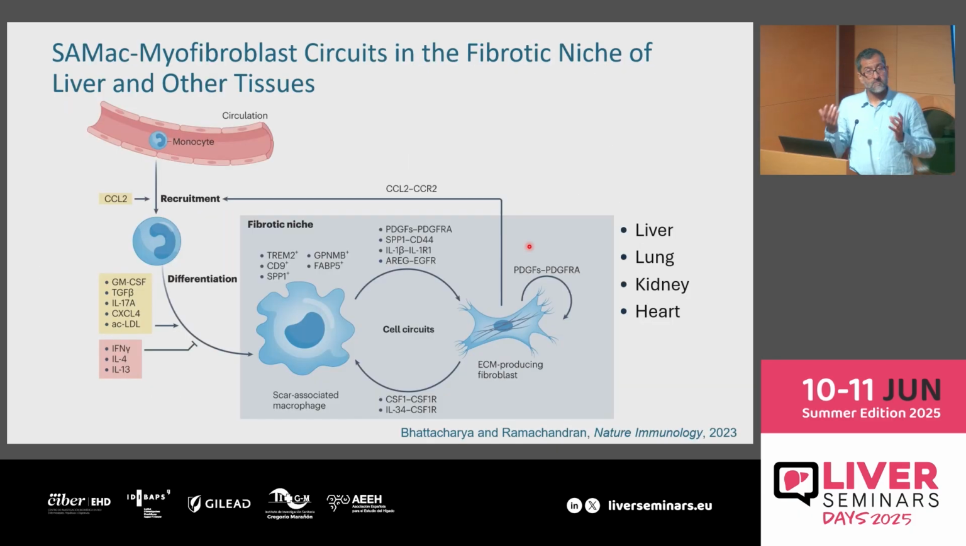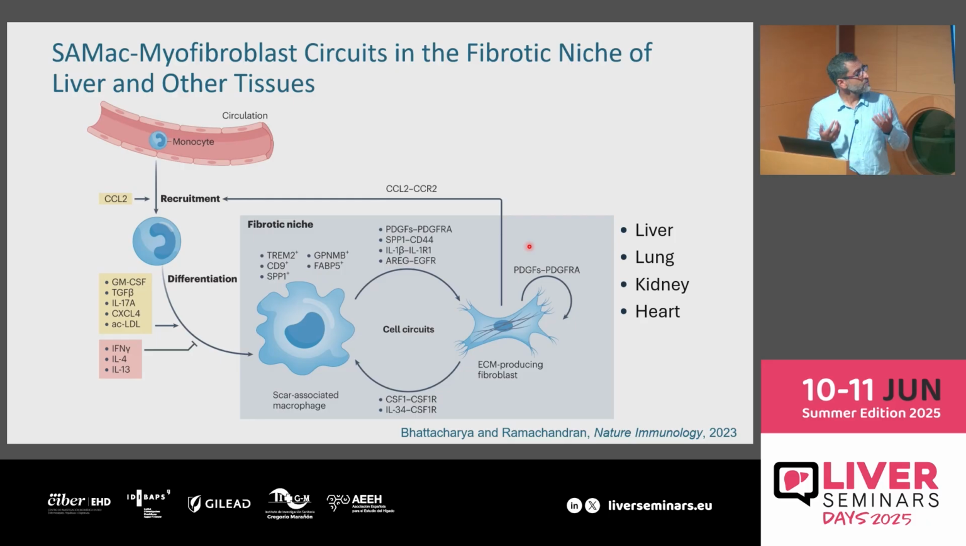Now, other people have done this in other organs, so we did liver, but there's lots of studies where people have done single cell and similar types of analyses in other fibrotic diseases, so lung, kidney, heart, gut, lots of different studies now. And actually one of the striking things is that the macrophage population that expands in these different fibrotic contexts is very similar. They have a very similar marker profile. They all express TREM2, they all express CD9, they all express SPP1.